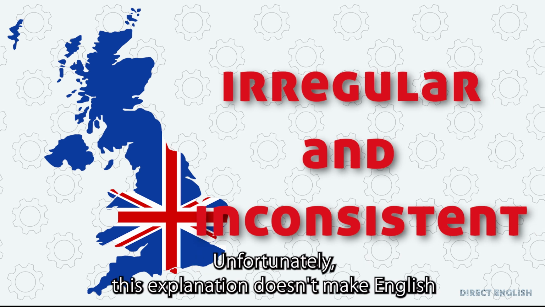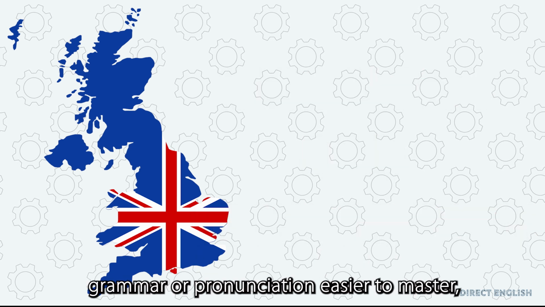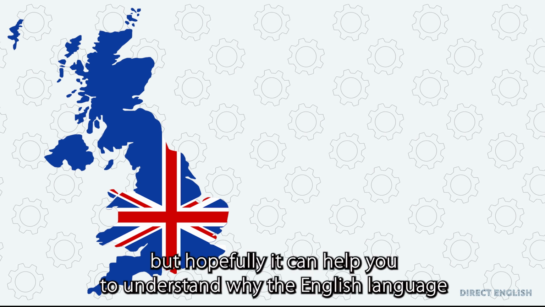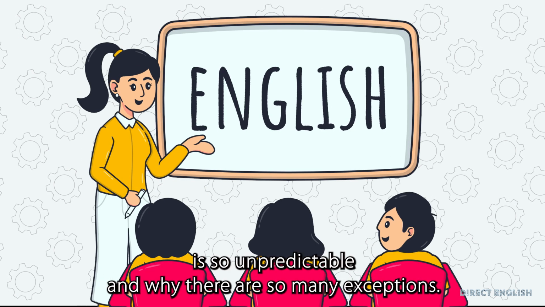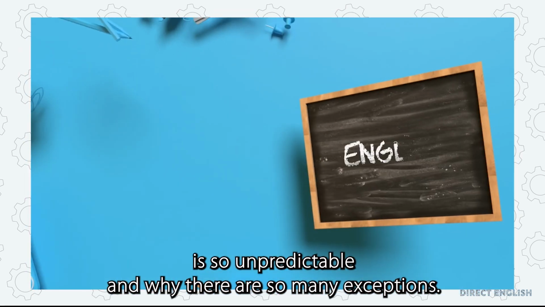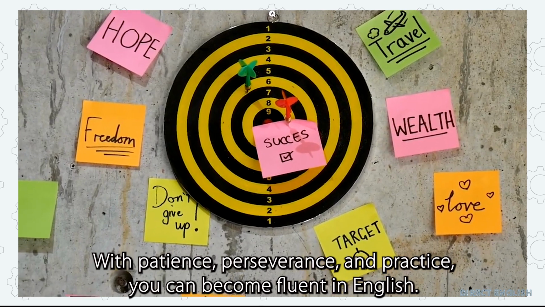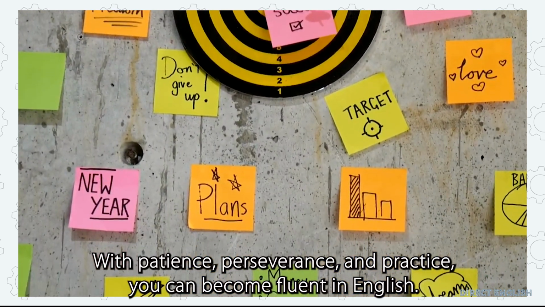Unfortunately, this explanation doesn't make English grammar or pronunciation easier to master, but hopefully it can help you to understand why the English language is so unpredictable and why there are so many exceptions. Don't give up. With patience, perseverance, and practice, you can become fluent in English.